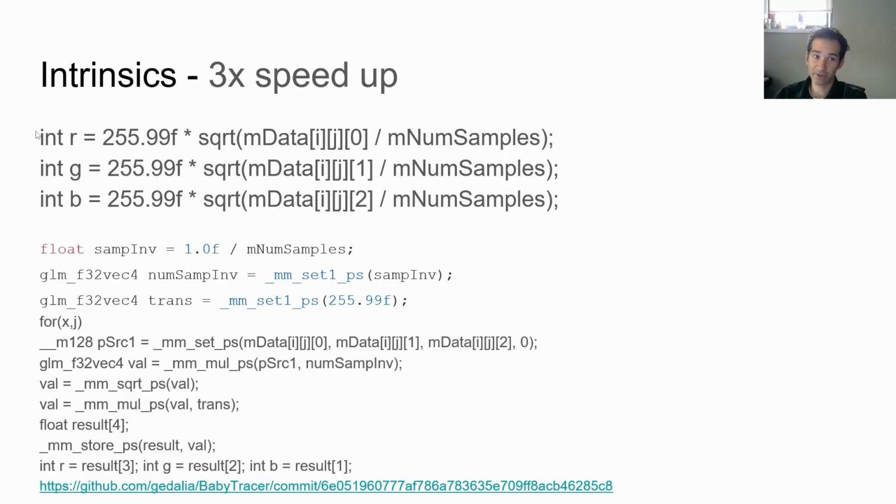So at one point there was a very simple accumulation buffer that then had to be turned into integers for sending to the video card or saving out to an image. And so this fairly simple code, the equivalent intrinsic SSE version looks something like this, and here's the commit that I did on GitHub. You can go to Gedaliah's Baby Tracer and take a look. But there's lots and lots of examples of people doing the ray tracing in one weekend at different performance levels.